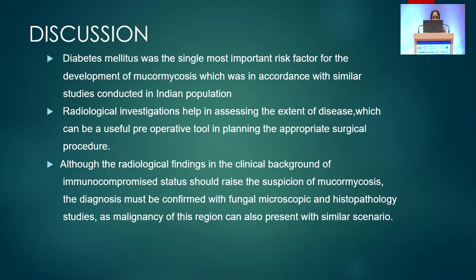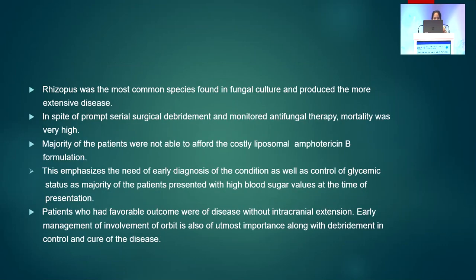In our discussion, diabetes mellitus was the single most important risk factor. Radiological investigation also helps in assessing the extension of disease and in the management of the disease. Rhizopus was the most common species we got, and the majority of the patients were not able to afford the costly amphotericin B formulation. That also led to unfavorable outcomes.